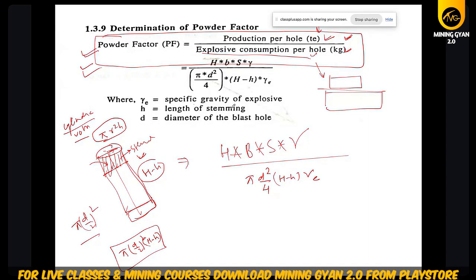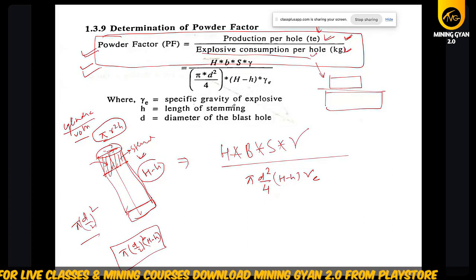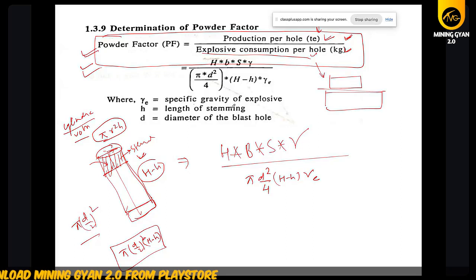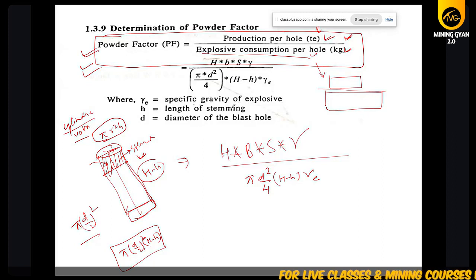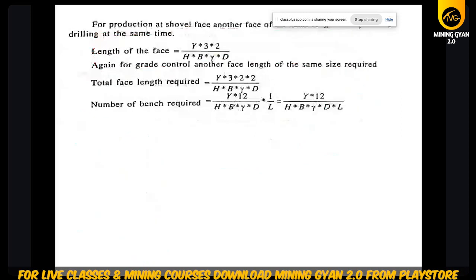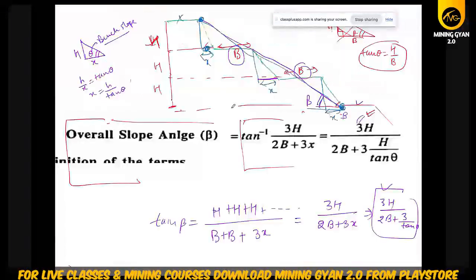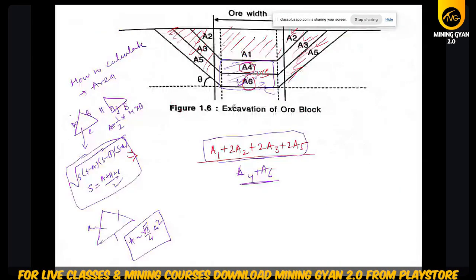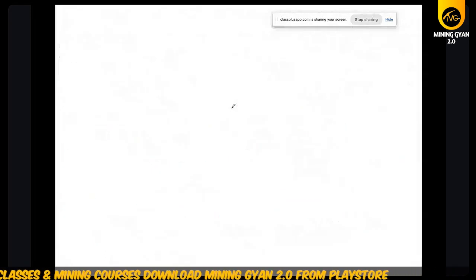You should remember how you will solve the question, because you do not need to remember all the formulas. Just remember the process. Some formulas you just need to know the process. If you know the process, you don't need to mug up the formula, right? Sometimes if you know the process, you can solve it. Like in powder factor, if you know the process you can solve the question. In the stripping ratio, if you know the process you can solve the question, right?